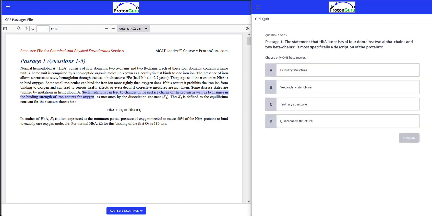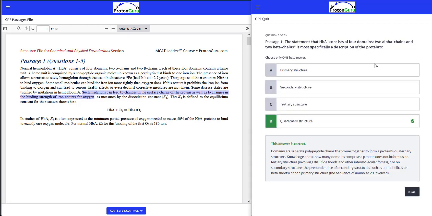Now we go on to question number 3. Here's a quote from the passage. The statement that hemoglobin A, quote, consists of 4 domains, 2 alpha chains and 2 beta chains, is most specifically a description of the protein's what? Here's a case where we don't really have to look at the passage to figure this out. We know that the quaternary structure is what is typified by the assembly of different domains together. These other levels of structure refer to, for example, the amino acid sequence and things of that nature. So the quaternary structure because of the counting of domains.